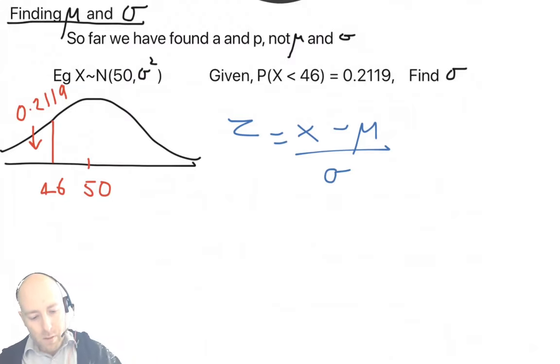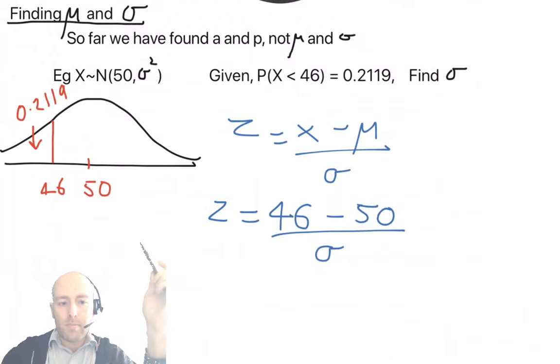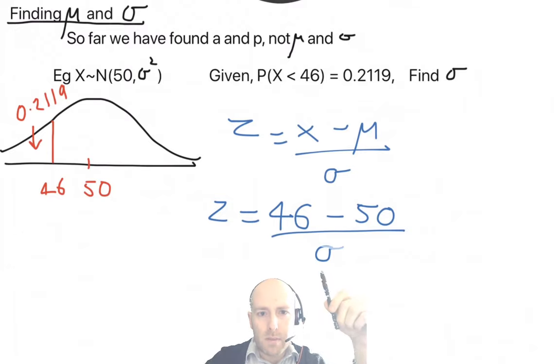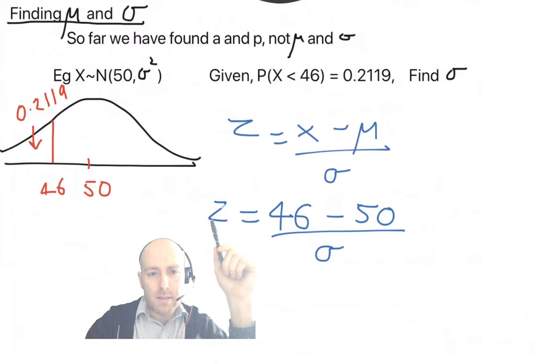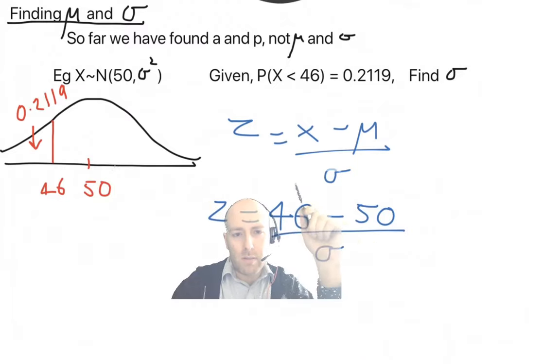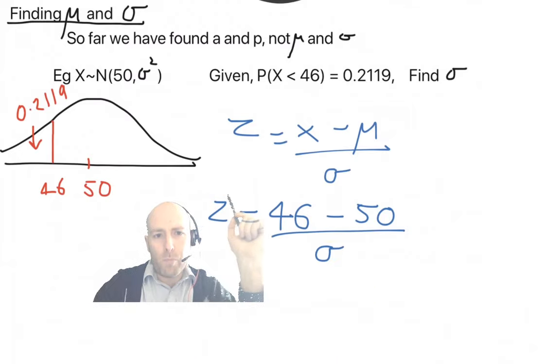we know so far. So we don't know z, but we know x is 46, and we know mu is 50, but we don't know sigma. So given that sigma is the thing we've been asked to find, we need z. If we can find z, then we can add 50 or whatever, work it out, and we can find sigma. So we need to find z.